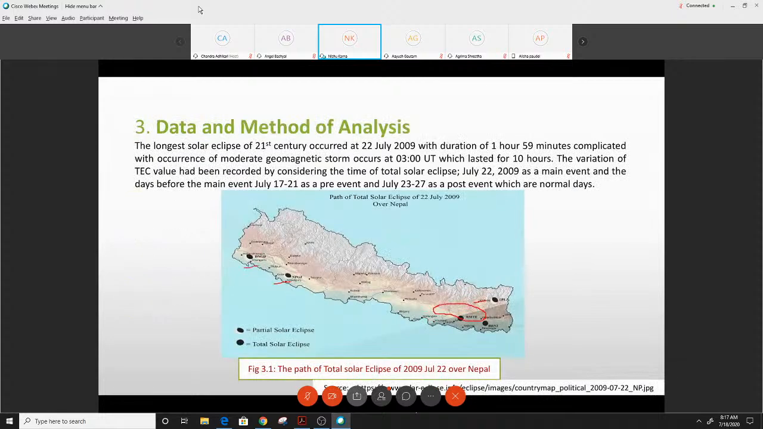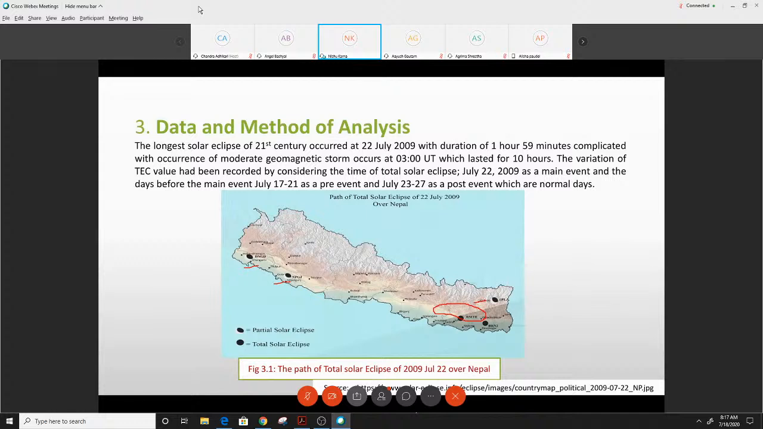Now we have come to the methodology. We have taken the TEC for the total solar eclipse of 22 July 2009, which was the longest of the century, followed by the moderate geomagnetic storm, which lasted for 10 hours, by using two different methods. One is using ground-based GPS and the other is the IRI model.